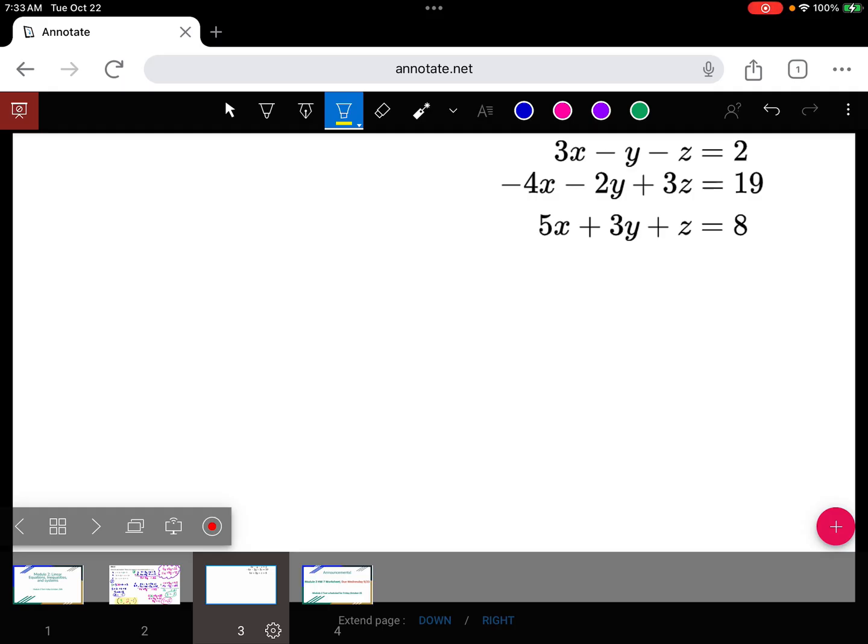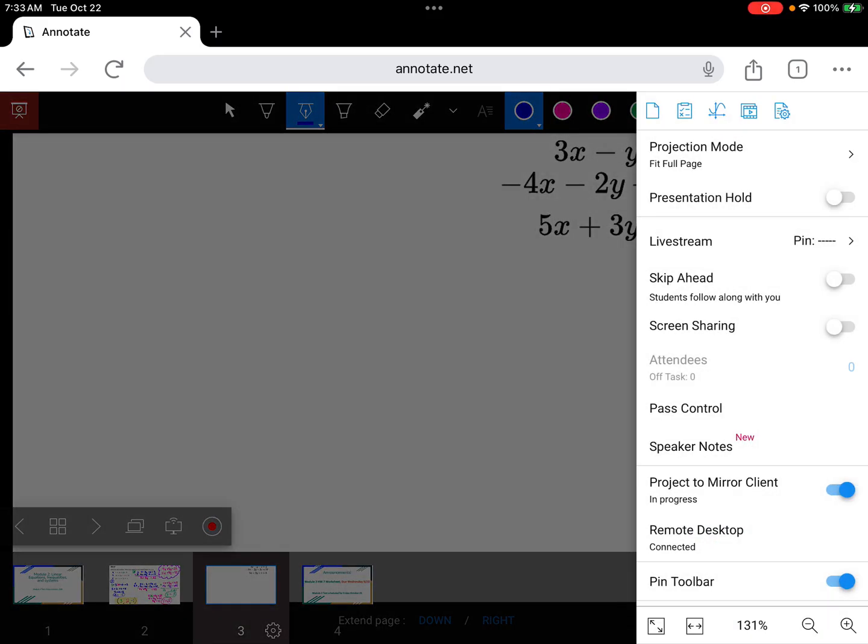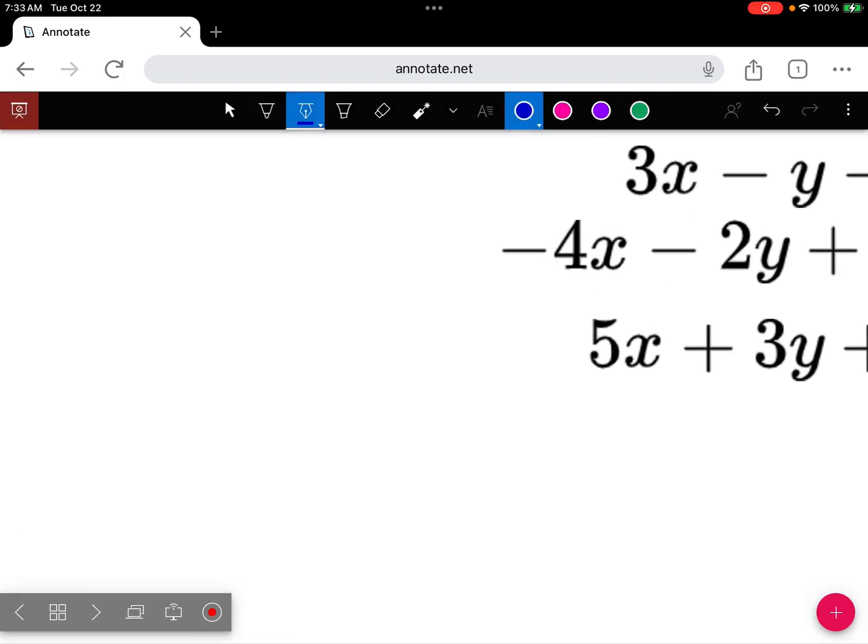So the first thing I'm going to do, just to make it easy to talk about things, is I'm going to label my equations. I like to call them A, B, and C. You can call them whatever you want. I just find it easier to talk about and plan if I have something to think about them as opposed to the 3x1, the 4x1, and the 5x1.